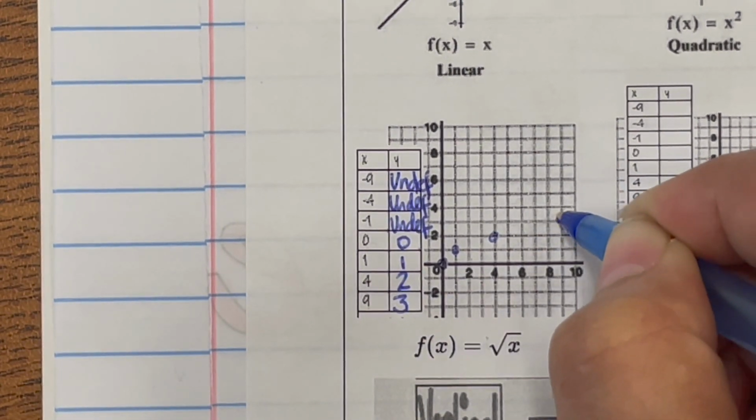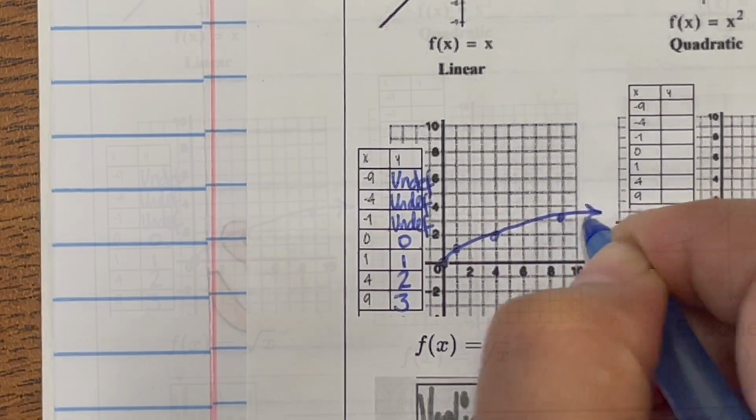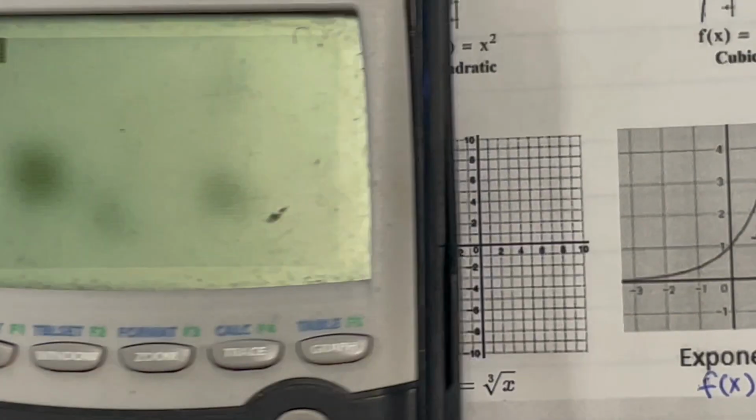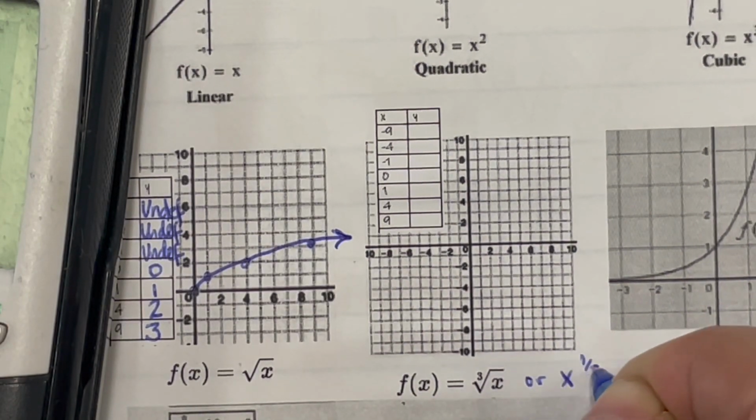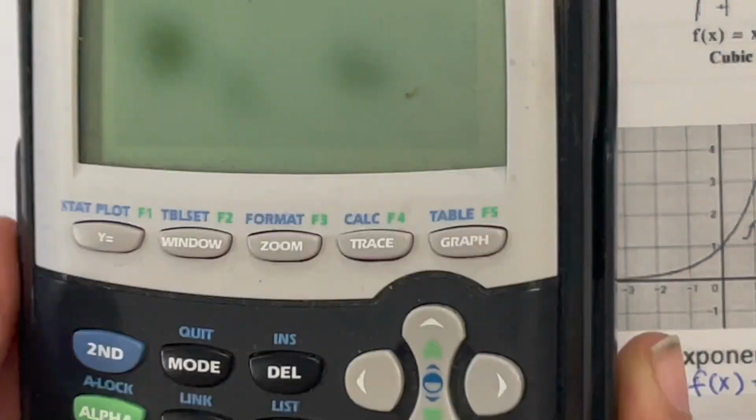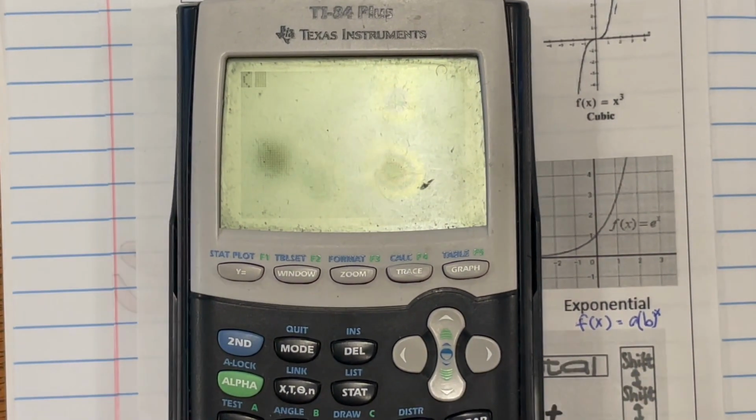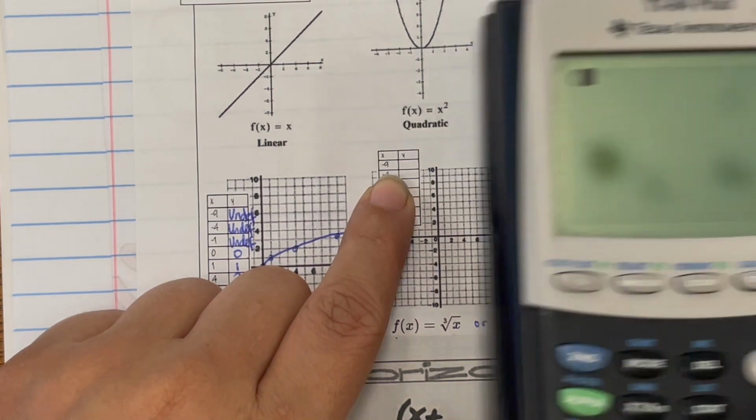So what does that graph look like? What does the square root of x look like? The parent graph looks like that. We're going to do the same thing for cube root. I'm going to use a calculator. If you don't know how to put cube root in the calculator, you can transform it to x to the power of 1/3. So I'm just going to put in the coordinates.